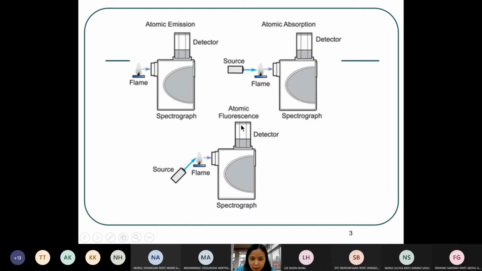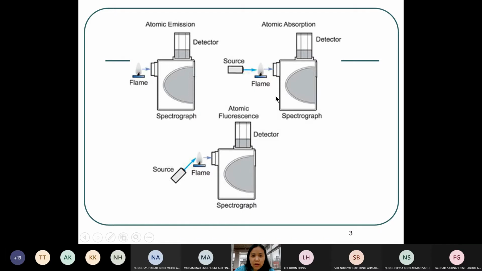So what's special about AFS? After the atomized atoms are excited, they relax to the ground state and emit fluorescence radiation. When we detect the fluorescence radiation using the detector, we do not need to perform any background correction, because the position of the light source is not in parallel, most importantly, with the detector.